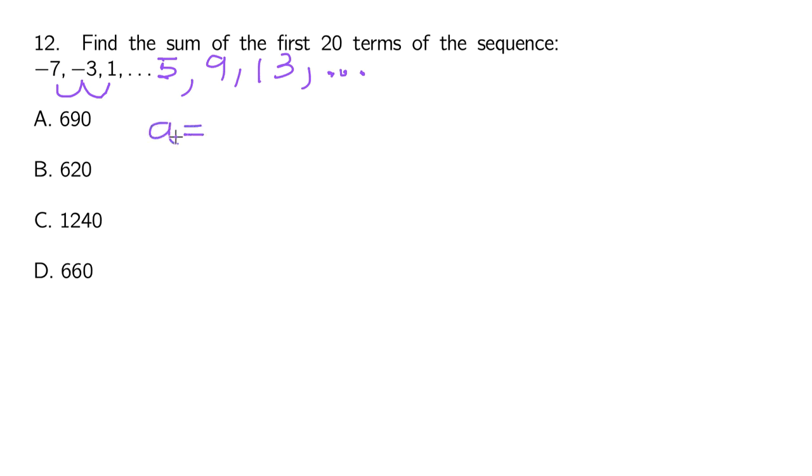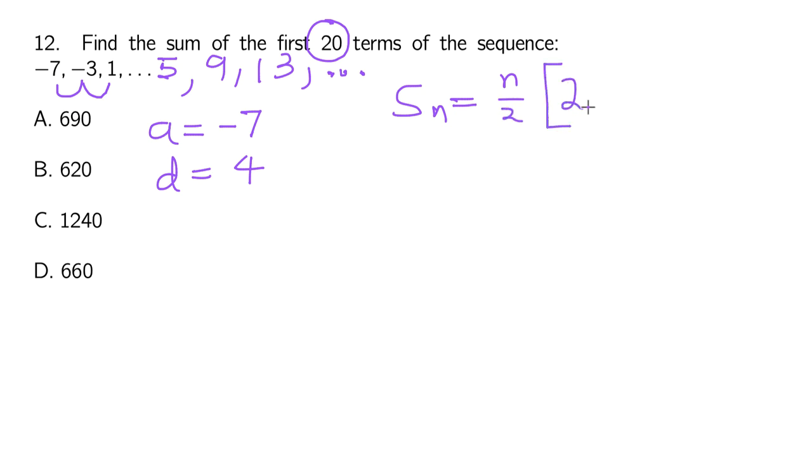It's conventional to call the first term a. Our first term is minus 7. Our common difference is 4. And we are looking for the sum of the first 20 terms. Now, there is a formula for the sum of the first n terms of an arithmetic progression, and it's n over 2 times 2a plus n minus 1 times d. This is a useful formula, so if you can remember it, that's very good.